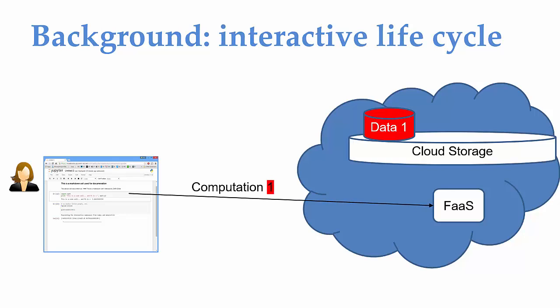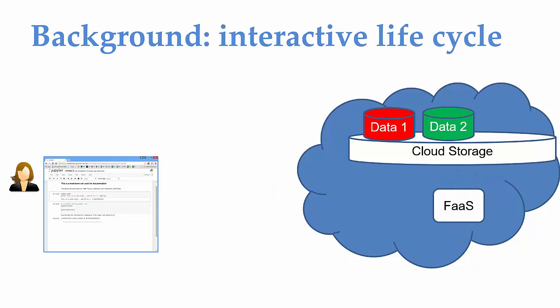And now when she issues computation 1, the execution occurs correctly, and data 2 is being created out of data 1 as a result of this massive parallelism. Now Alice moves on with her notebook and creates a Cloud Button based computation 2 that is supposed to work on the dataset data 2.